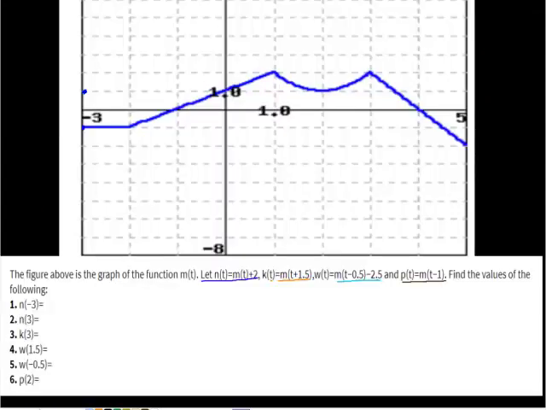I'm going to give myself 5 minutes. I haven't looked at this yet. I haven't started this problem yet. So I'm going to give myself exactly 5 minutes starting right this second to get this done.